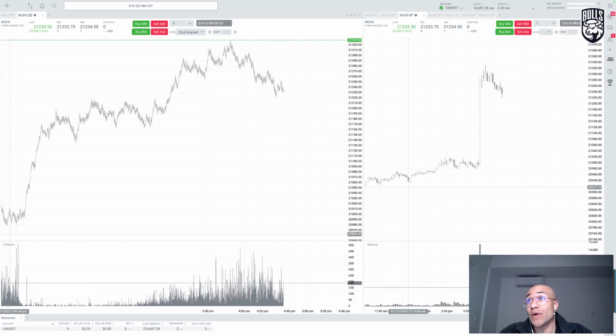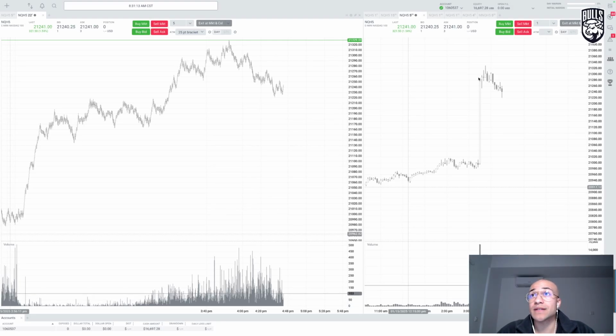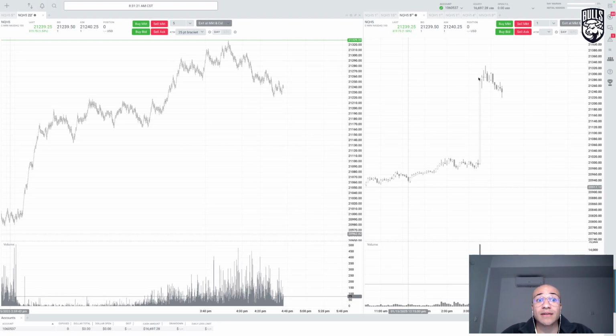So you can see we had a really nice move from 21,000 all the way to 21,300. So a 300-point move within 5 minutes. That's due to the core CPI data that came out this morning. And yeah, so there's a lot of volatility, a lot of opportunity, and that is good for my strategy.